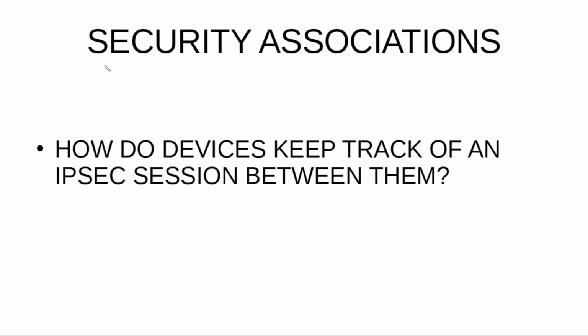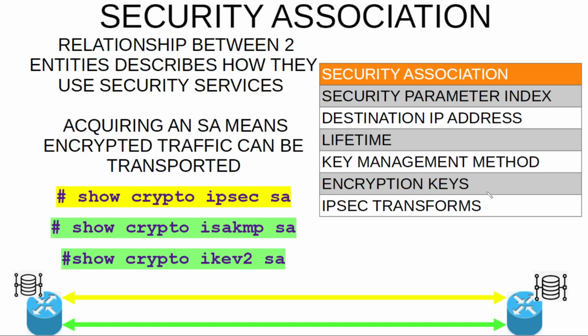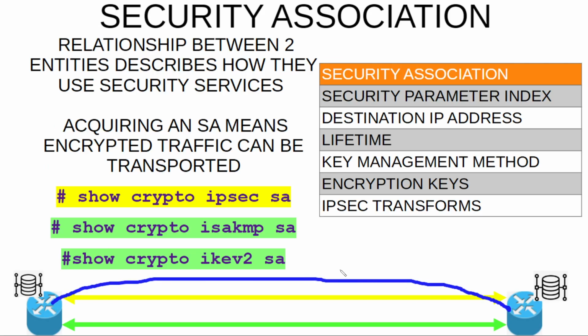Let's talk now about security associations. These security associations are used because we need to keep track of IPSEC sessions between peers. So when two peers have successfully established an IPSEC session between them, each device is going to create a security association for this particular conversation. So this router is going to create its own particular security association for this conversation, and this router is going to create this particular security association for this conversation.